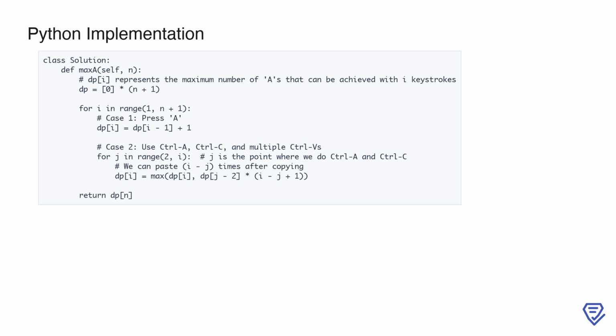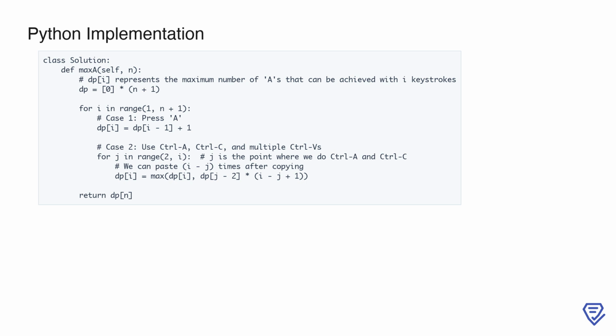This solution implements a dynamic programming approach to solve the 4-keys keyboard problem. The key idea is to maximize the number of A's produced using the available key presses. We define a dp array where dp[i] represents the maximum number of A's that can be achieved with exactly i key presses.